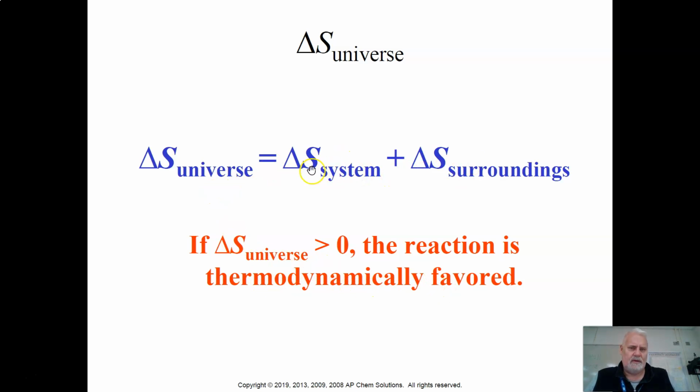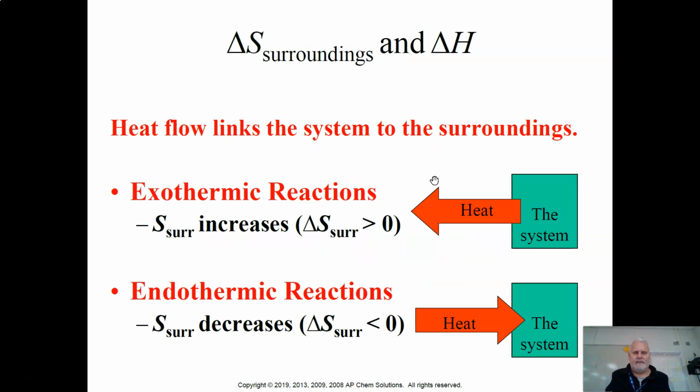Okay? So you need these systems to prove that if there's an increase in disorder, increase in randomness, that's favored in the universe. All right? Kind of an abstract concept right here. So if you look at an exothermic reaction, heat is leaving the system. Okay? Heat is leaving the system, and then that means the delta S of the surroundings is greater than 0.